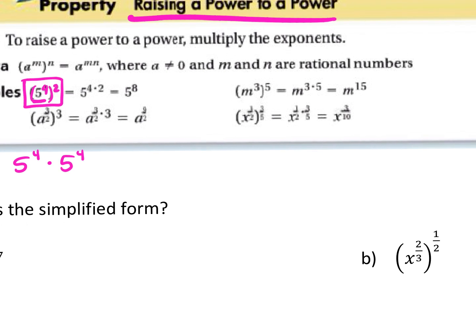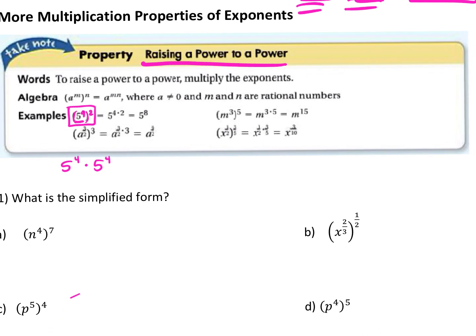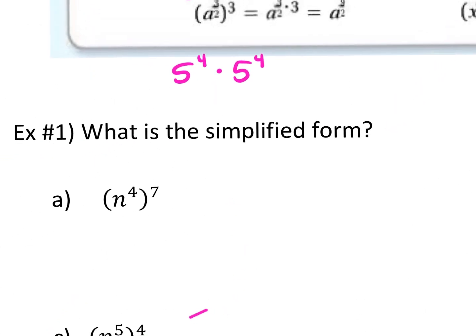So if I have, let's just look at this one, n to the fourth, and I'm taking that to the seventh power, that is this, n to the fourth times n to the fourth times n to the fourth times n to the fourth times n to the fourth. Do you want to write that out 7 times? No, that's annoying. So instead, what happens is you multiply these, and you get what? 28. N to the 28th power, okay?